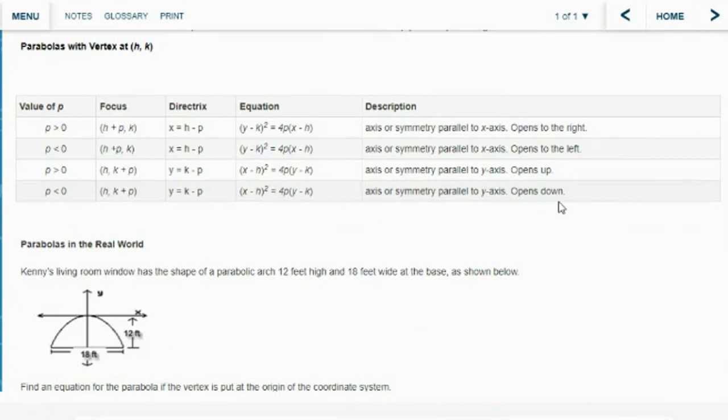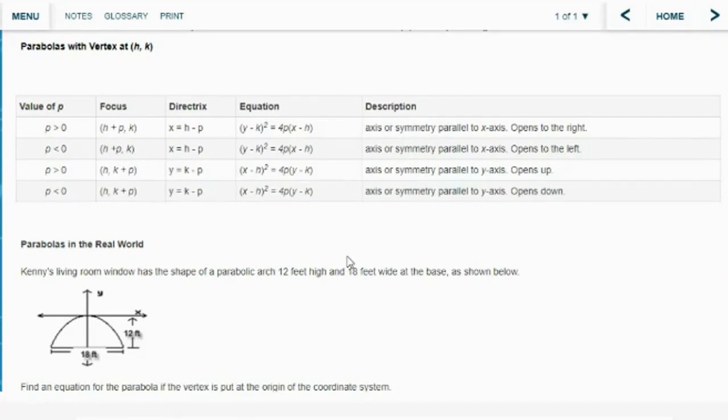So it's not a difficult thing. You just have to pay attention to the details. The details of the equation will tell you if it opens up or down, and the value of p will tell you if it opens left or right, or up or down. And then this little chart helps you keep it straight.